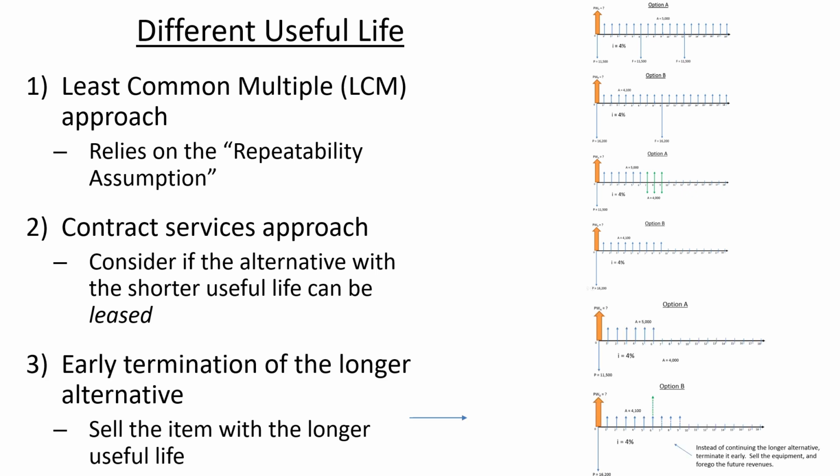And then early termination is where you take the longer of the 2 cash flow diagrams and make it shorter by selling the item early. And so you're going to be getting more of a salvage value, more of a market value if you sell it before the end of its ordinary useful life. So those are the 3 techniques that we've talked about for present worth analysis.